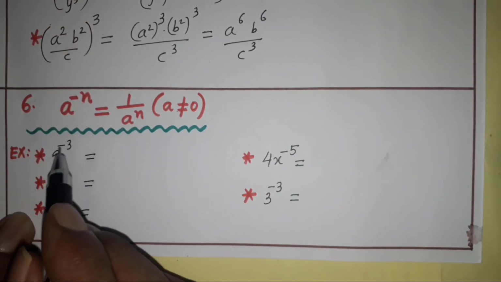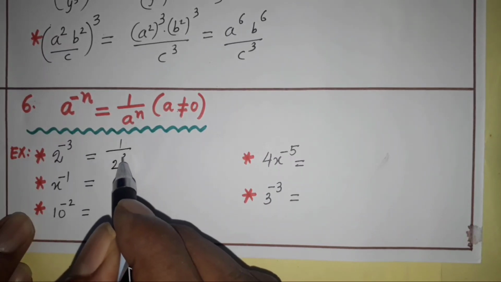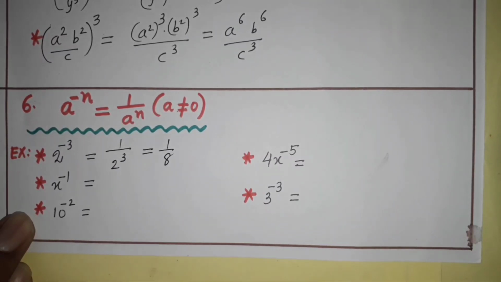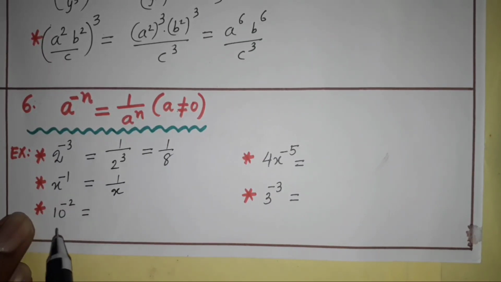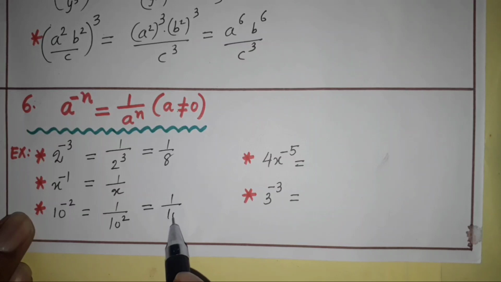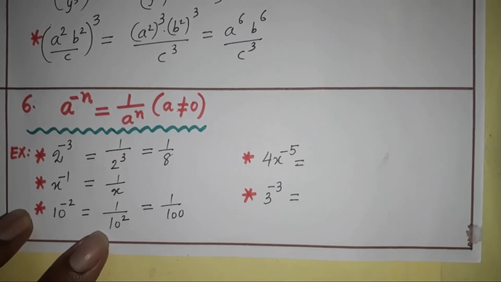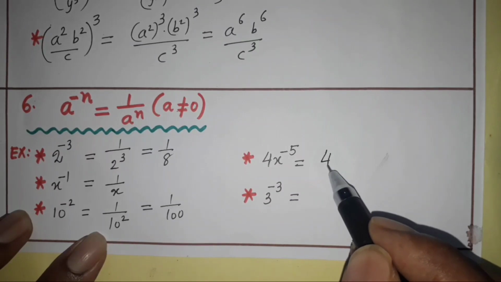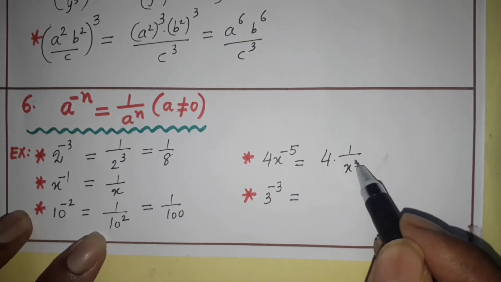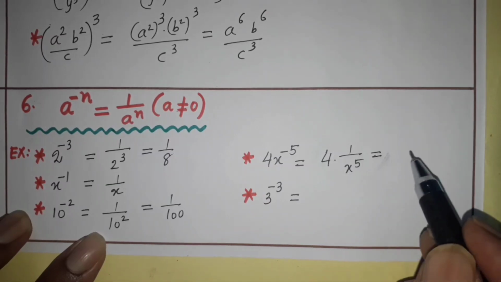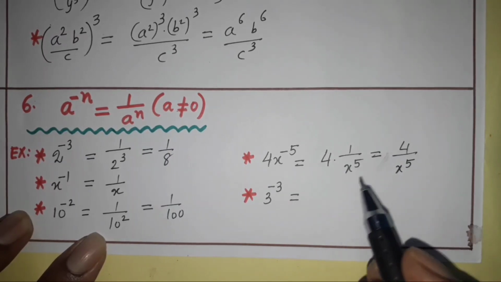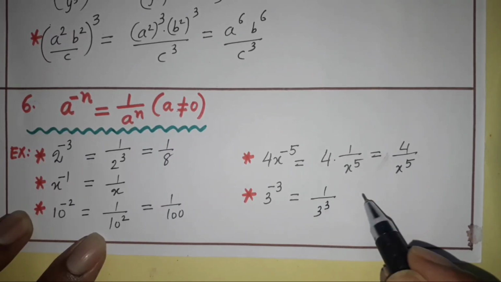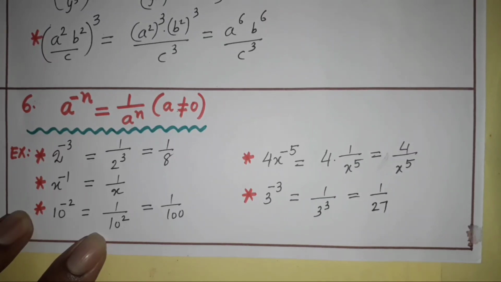Now some examples. 2 power minus 3, 1 by 2 cube, that is equal to 1 by 8. x to the power of minus 1 is equal to 1 by x. 10 power minus 2, 1 by 10 square, that is equal to 1 by 100. You see, 4 into x power minus 5. This is 4 into 1 by x power 5. If you multiply these both, you will get 4 by x to the power of 5. This 3 power minus 3 is 1 by 3 cube, that is equal to 1 by 27.